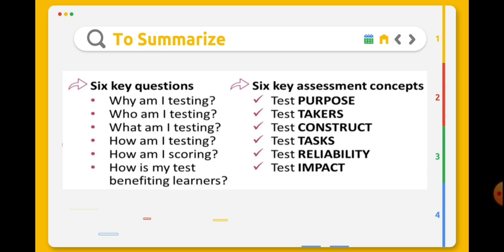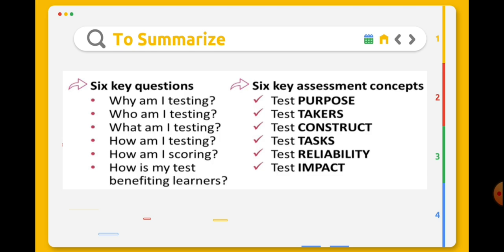Now let's summarize what we have discussed so far. There are 6 key questions. Why am I testing? It refers to test purpose. Who am I testing? It refers to test takers. What am I testing? It refers to test construct.